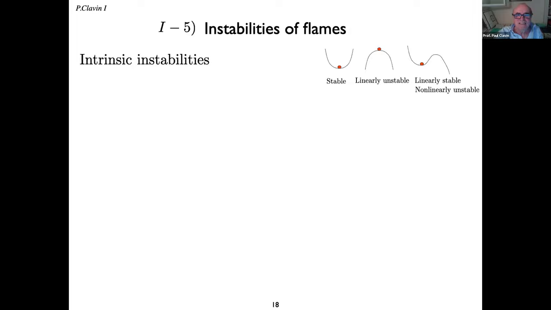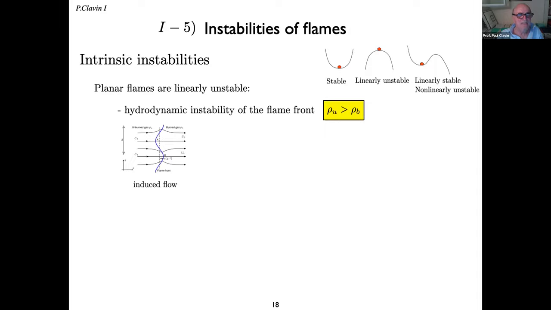You know, it's clear that in that case, if you have a slight fluctuation of the position, the ball is going to fall immediately and to leave its initial state. And this is called a linearly unstable case. There is a very interesting intermediate case where the ball is stable against small fluctuations. As soon as the fluctuation is sufficient to cross the bump on the right, you become unstable. This is called a non-linearly unstable situation. It turns out that planar flames are linearly unstable because of hydrodynamic phenomena that I am going to explain in tomorrow's lecture, I guess.